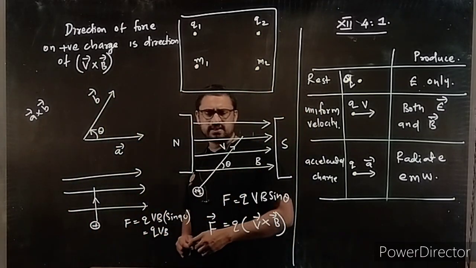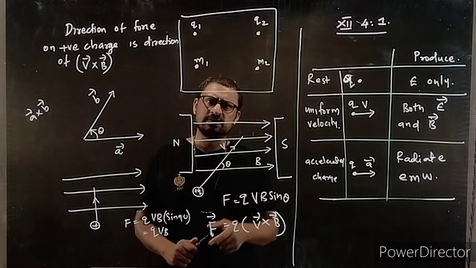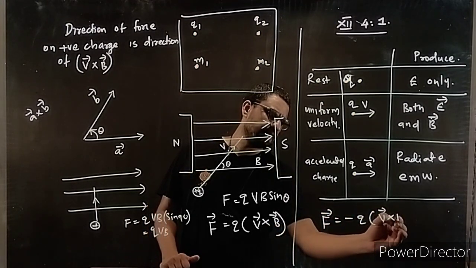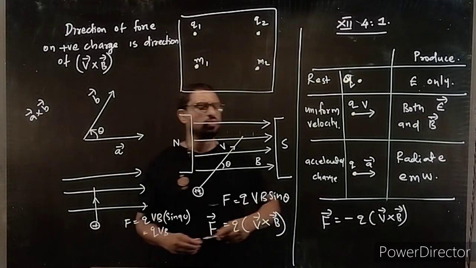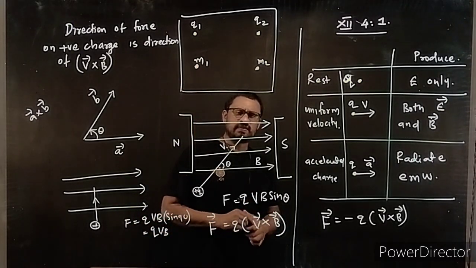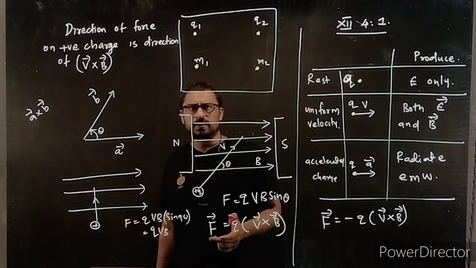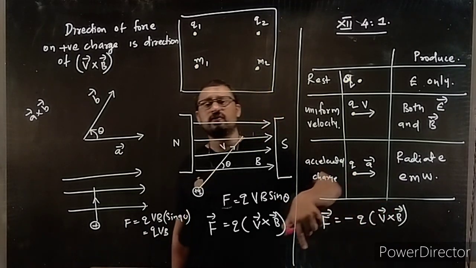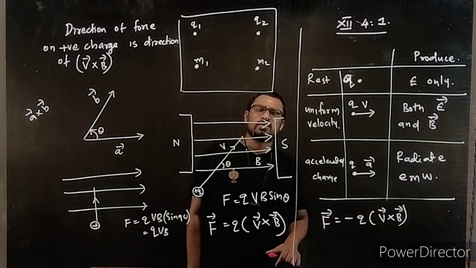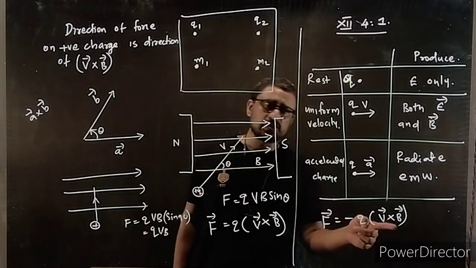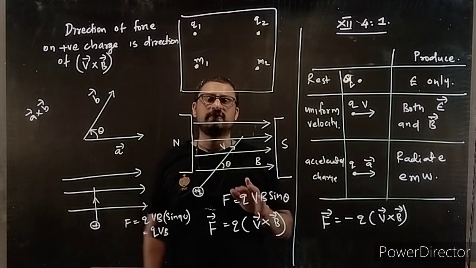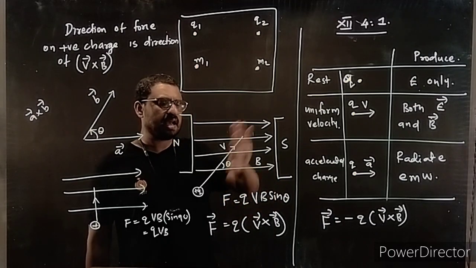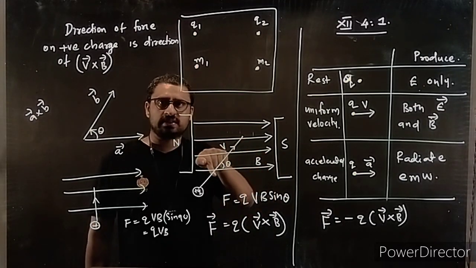And one more thing. See, we were discussing only for what? Positive charges. If it is a negative charge, the force will be minus QV cross B. If the negative charge is entering a magnetic field, the force experienced will be minus QV cross B. What does it mean? The force will be opposite to the direction of V cross B. So for that, you use the same rule, V cross B.